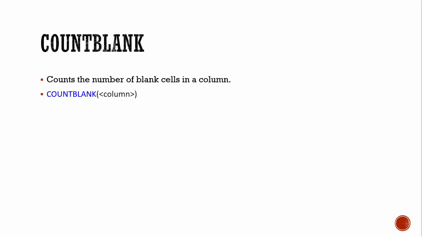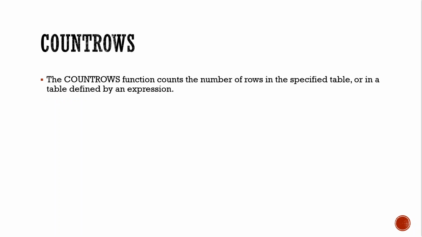Count blank counts the number of blank cells in a column. Count blank keyword would be the syntax, and then you're gonna put the reference column after that one. Count rows. Count rows function counts the number of rows in a specified table or in a table defined by an expression.